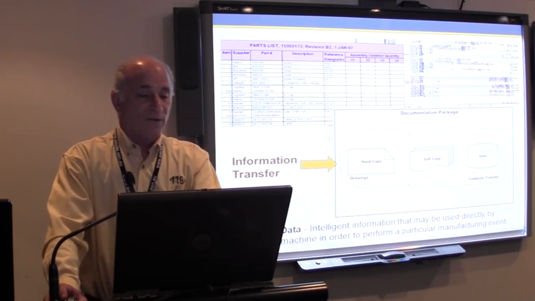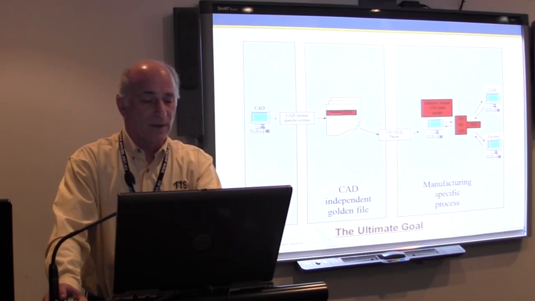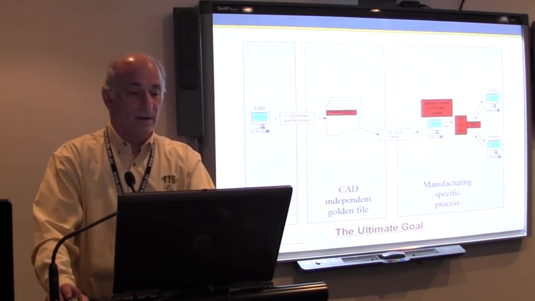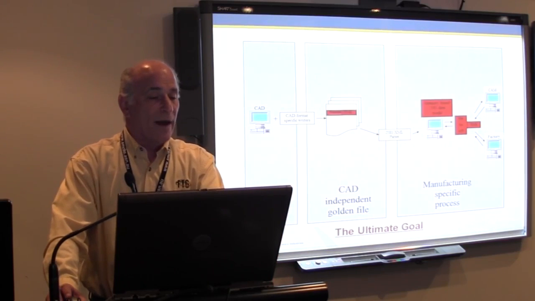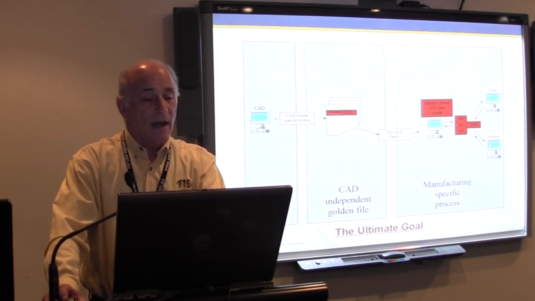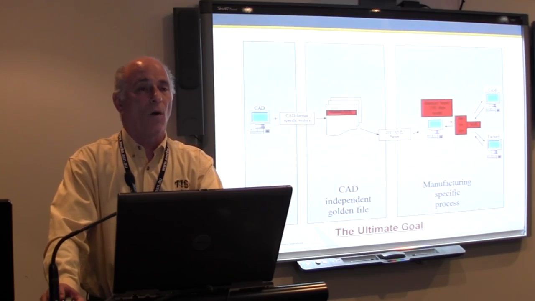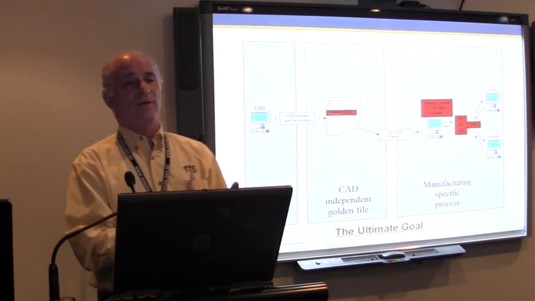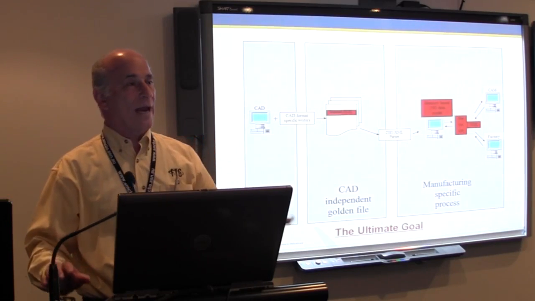Your information transfer wants to go from what your CAD system is looking for all the way through to the electronic data transfer side. I'll just skip this slide. There's a couple of slides in here that may or may not be necessary. Anyway, I have a CAD-specific design, a CAD-independent golden file, and manufacturing-specific processes. The ideal ultimate goal is to create this data transfer and directly drive your end machine. I'll give you an example.